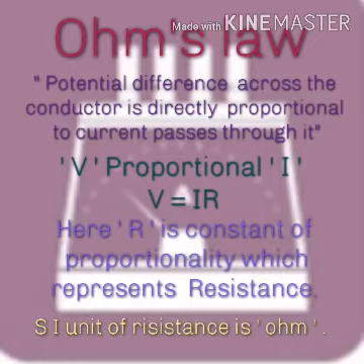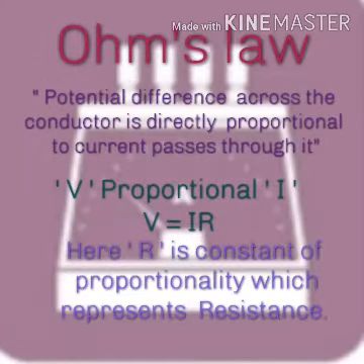To replace the symbol of proportionality, we have to write one constant term. Here R is a constant. V is equal to I into R. V is potential difference, I is current, R is resistance. According to Ohm's law, potential difference across the conductor is directly proportional to current passing through it, or V is equal to I into R.